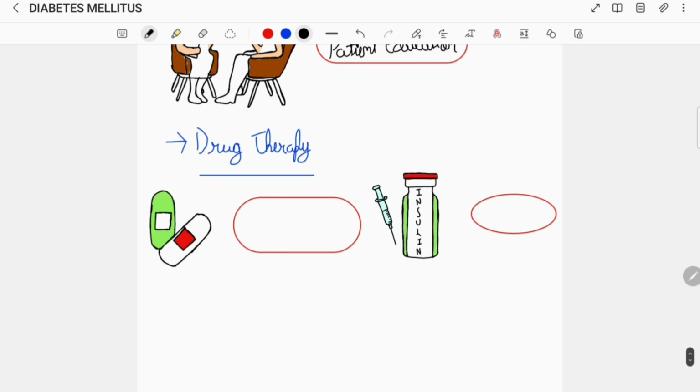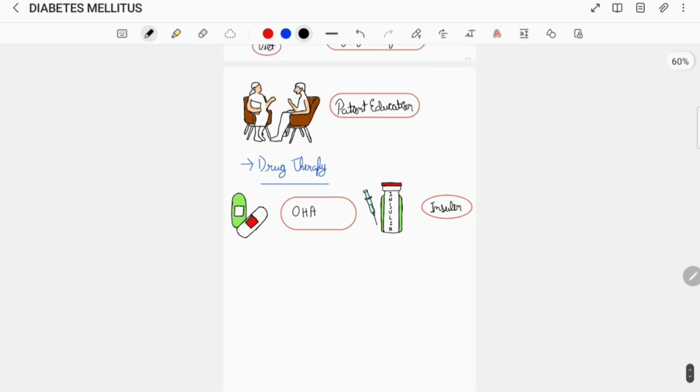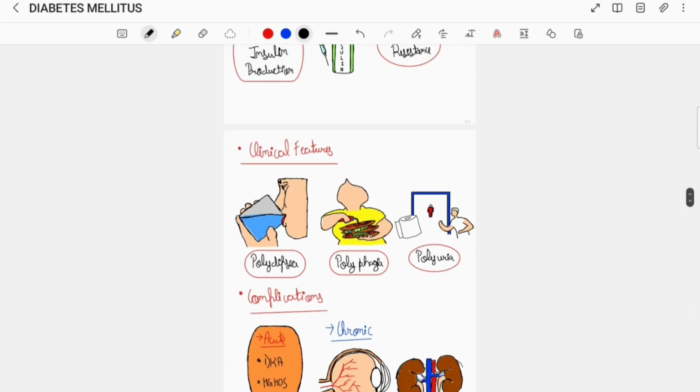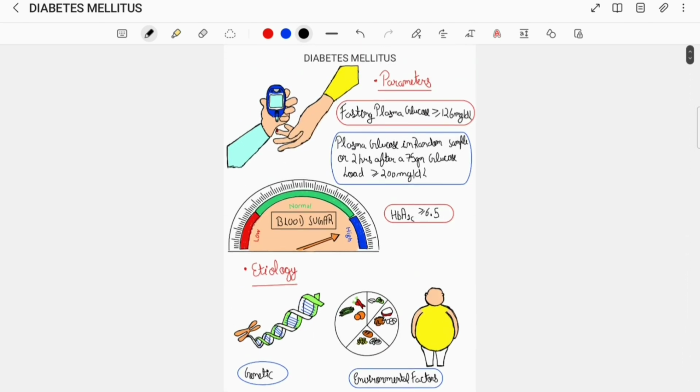Therapeutic management of diabetes mellitus can involve the doctor prescribing certain oral hypoglycemic agents or prescribing insulin with a proper dosage. So this was all about diabetes mellitus in brief. Here is the overview of what I have discussed.